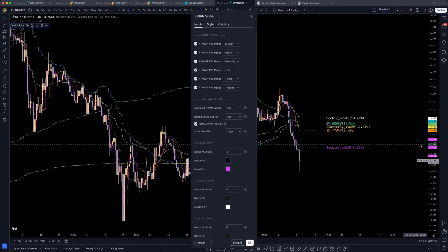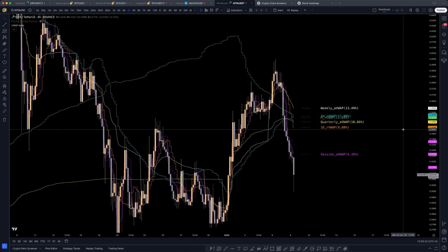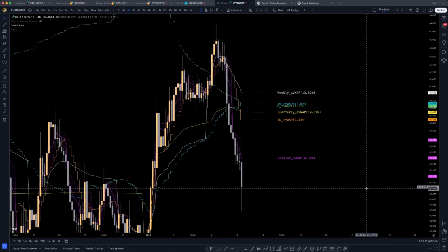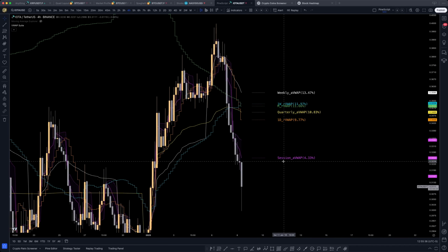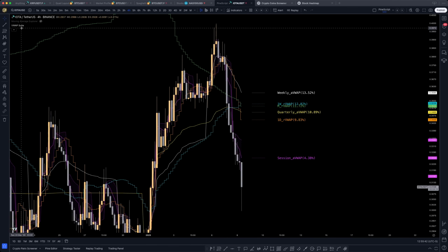These labels I added on here are super cool because as you can see, the percentages actually change. Right now for IOTA, which I just have as an example up here, to get back to its session VWAP, it's about 4.3%. When price is above these, it's going to show a negative percentage. It just gives you a representation of how far price is from those VWAPs.